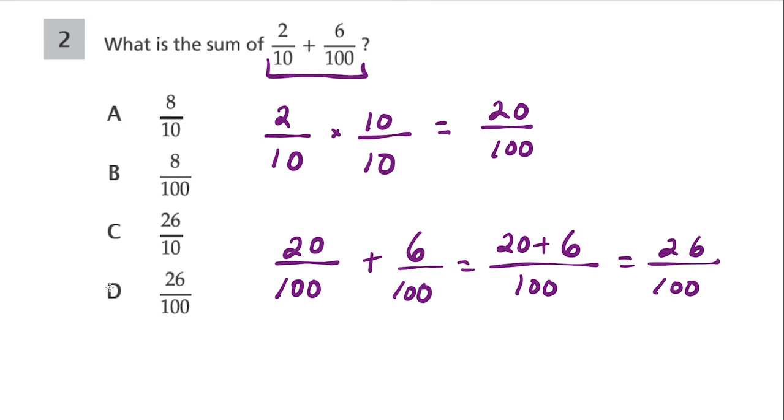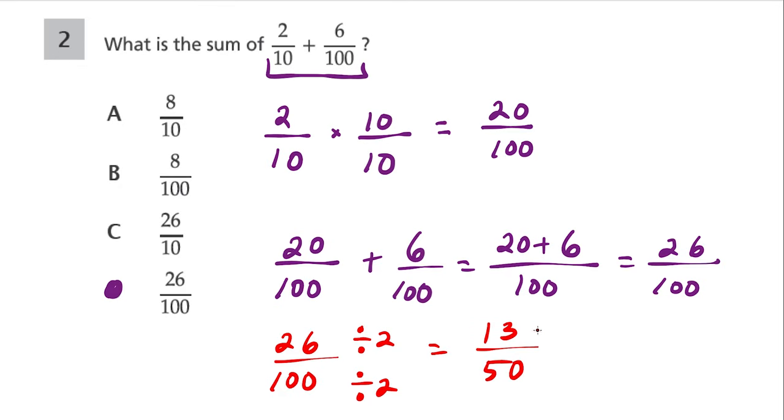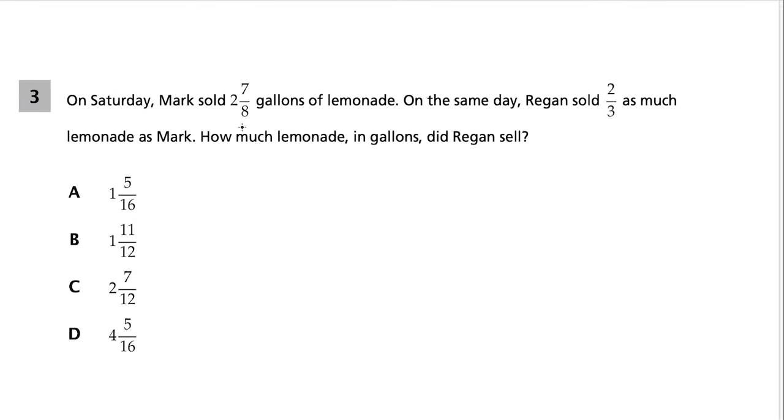Now, this is going to be our answer choice, choice D, but I think this answer is a little bit sloppy. Get in the habit of reducing your fractions. So 26 over 100, you could divide the top and bottom by 2. And if you divide the top and bottom by 2, that's going to reduce to 13 over 50. So this would be a better way to write our answer, but we're matching it to the multiple choice answer choices, so choice D.